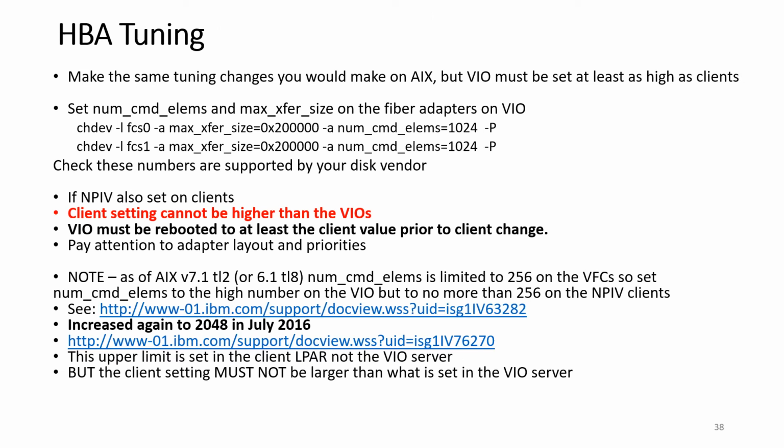In terms of tuning your HBAs, I typically will set max transfer size and num command elements. And how I set those is going to depend on the disk subsystem I am connected to. It is really important that you set the VIO server to at least the same value as the highest value used by any client. And that VIO server must be rebooted so that that change is in place before you make any changes to the clients.